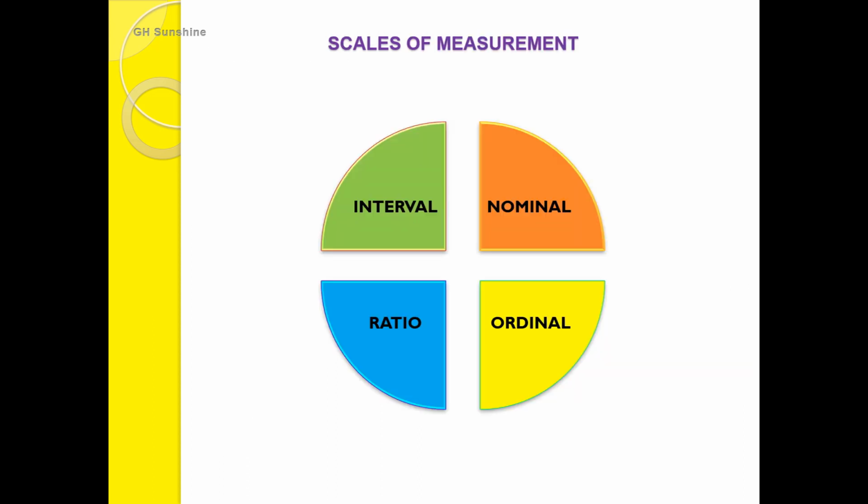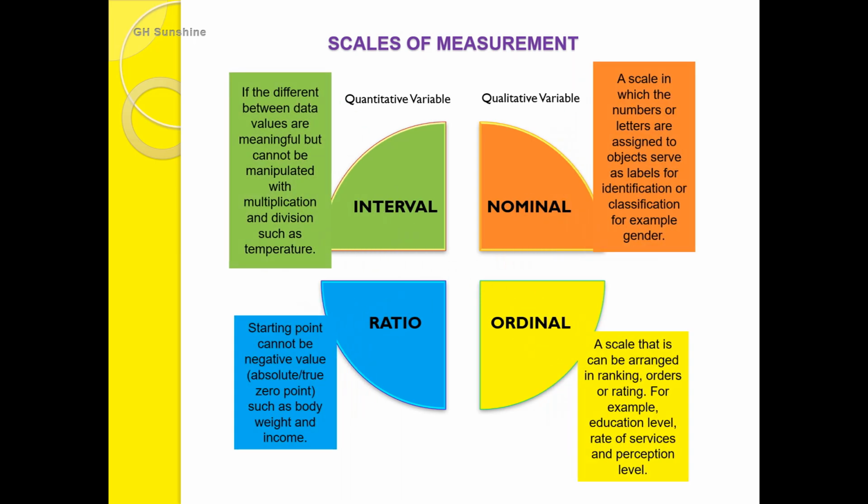Now, we proceed to scales of measurement, also known as types of scale. So we have four types of scale: nominal, ordinal, interval, and then ratio. So the right side is based on qualitative variable, which is non-numerical form. Meanwhile, the left side is quantitative variable, numerical form. So here is a definition of each type of scale.